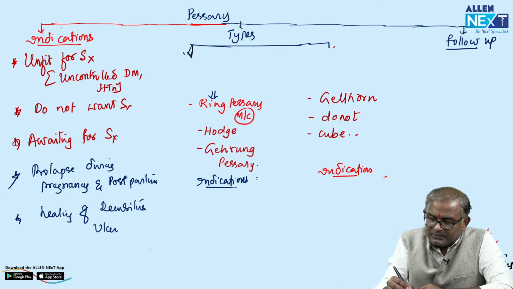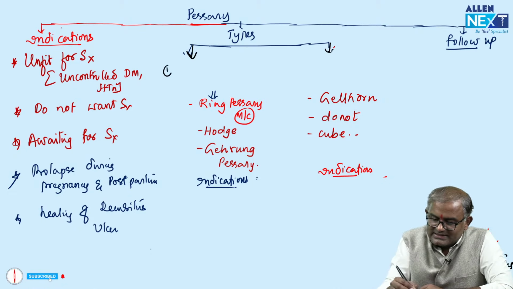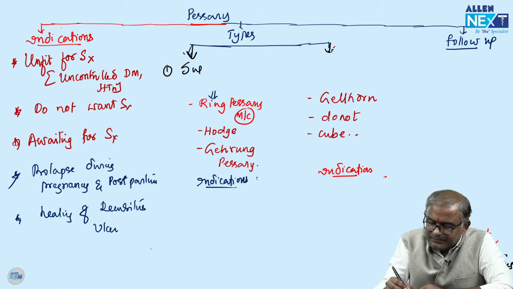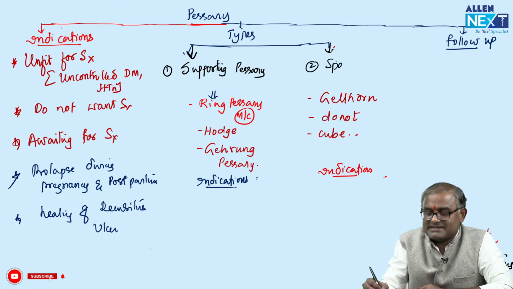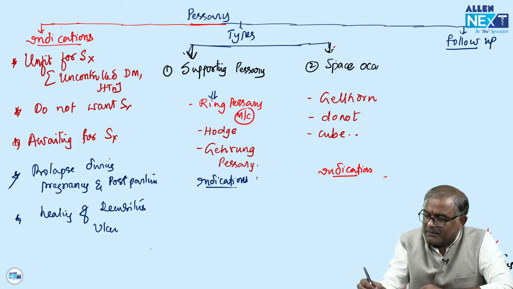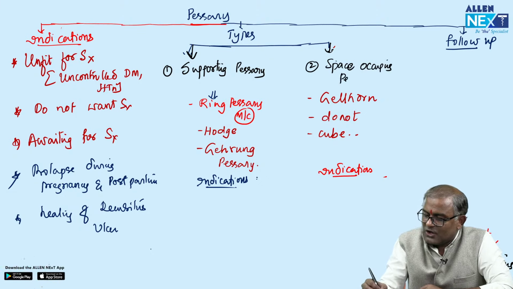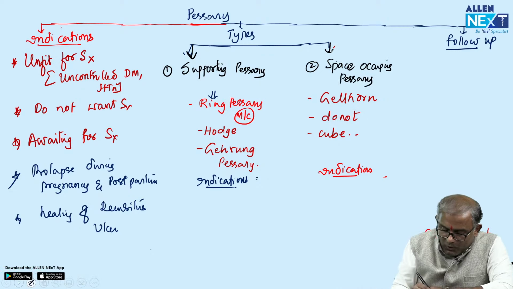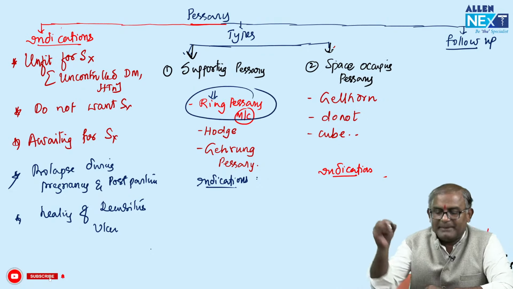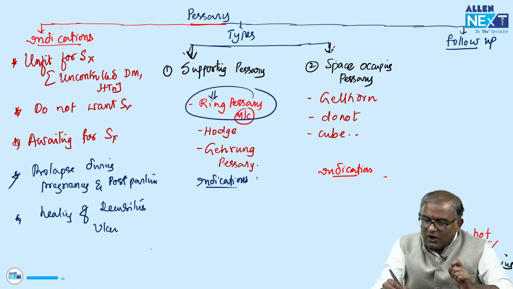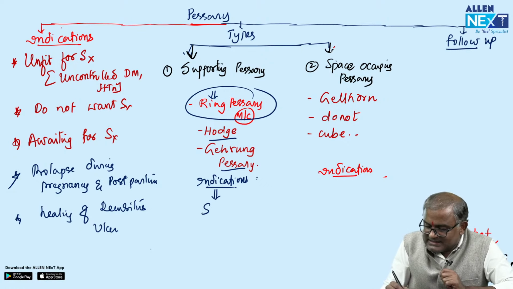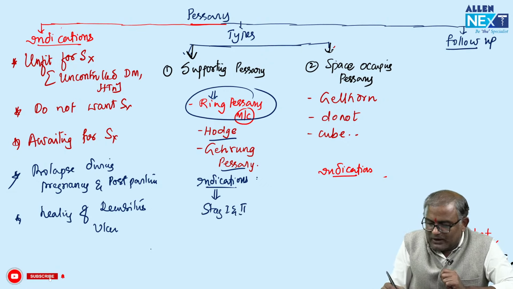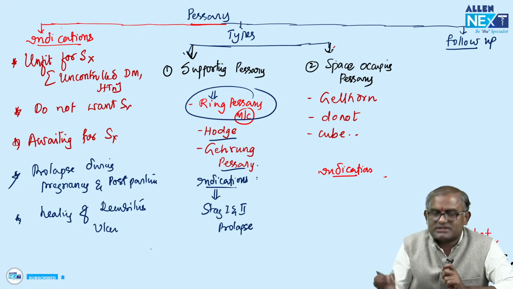Pessary. Now doctor, we have got 2 varieties of pessary. One is supporting pessary. Please make a note of it. Another one is space occupying pessary. Now doctor, the most common supporting pessary is ring pessary. What are the other supporting pessaries? Yes, arch pessary, Gehrung pessary. So now doctor, the supporting pessary is used especially in stage 1 and 2 prolapse.